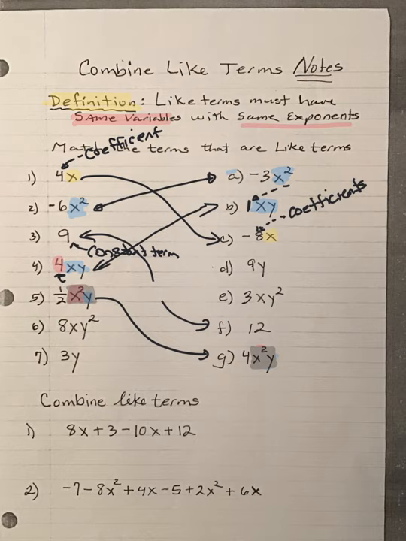Same variables, same exponents. Likewise, did you say that these two go together? Notice it has an xy squared, and this one has an xy squared. And then these are both y's. So I hope you did well. So let's look at combining like terms.